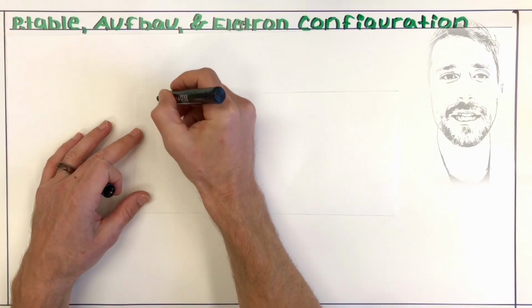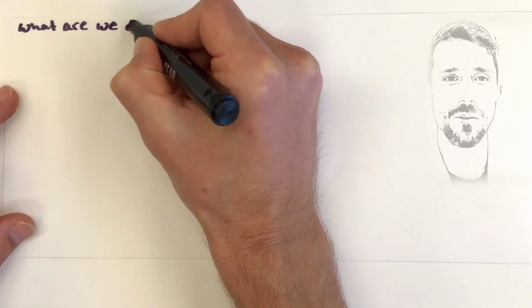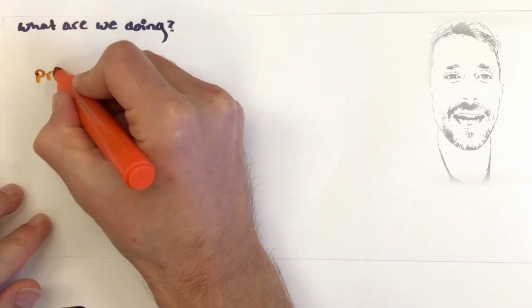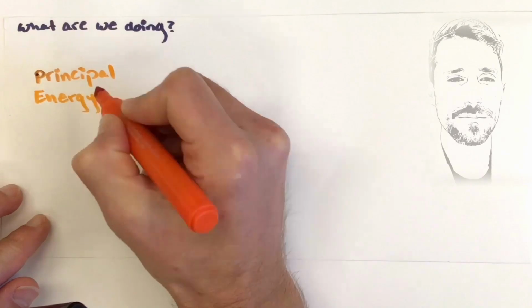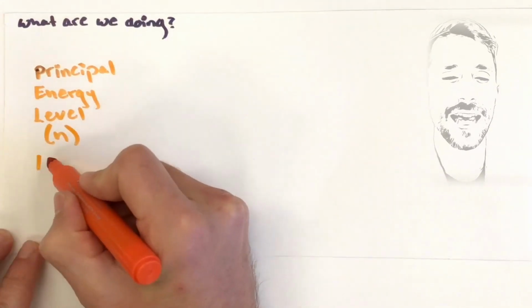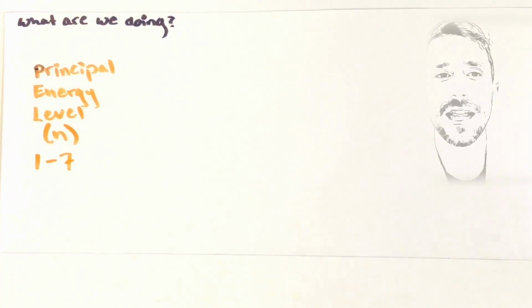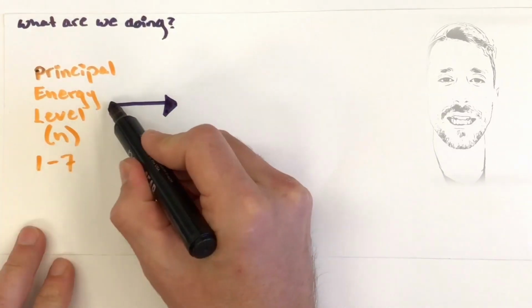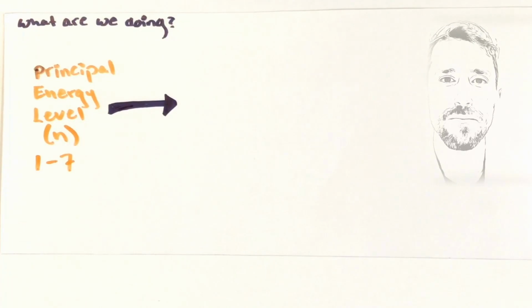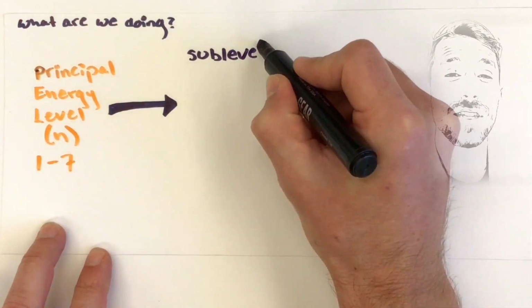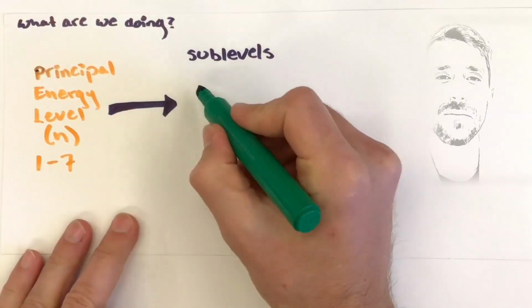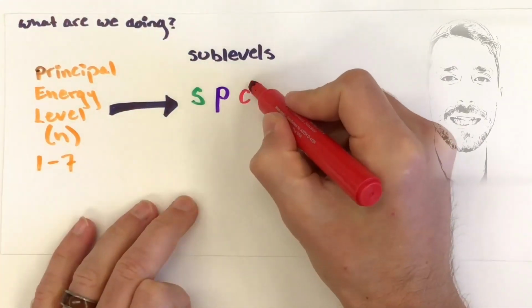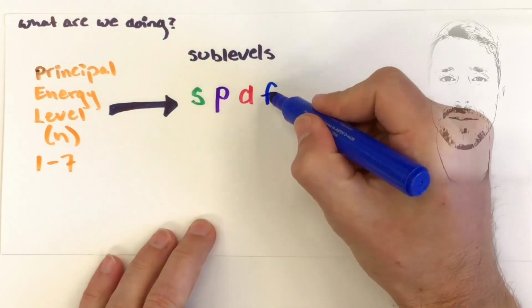Let's do just a little conceptual flow diagram of what we are doing today. So first thing we want to look at is the principal energy level. That is abbreviated N, and on the periodic table we have energy levels 1 through 7. Those we'll see are going to be on the left side of the periodic table. And then we're going to have these 4 sublevels. I'll color code them for us today. We have the S sublevel, the P sublevel, the D sublevel, and then the F sublevel.